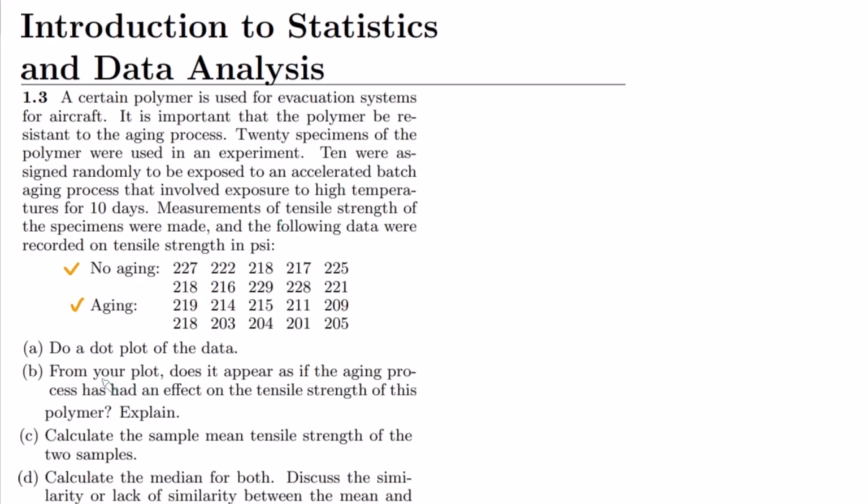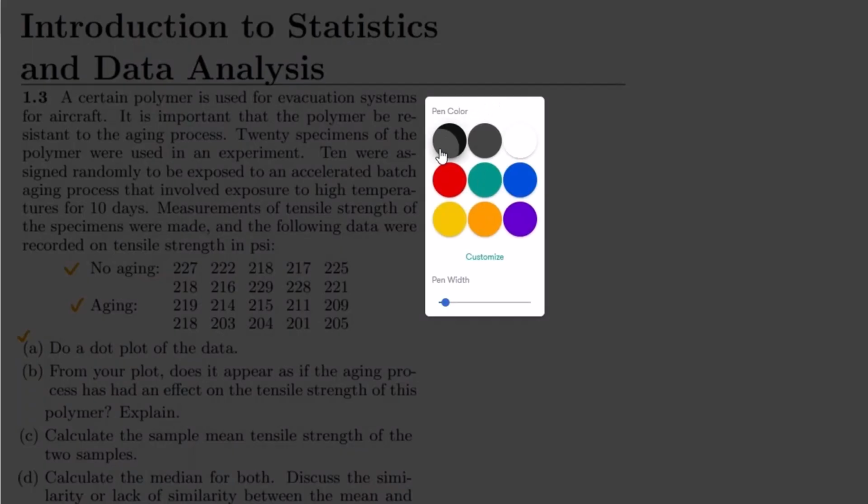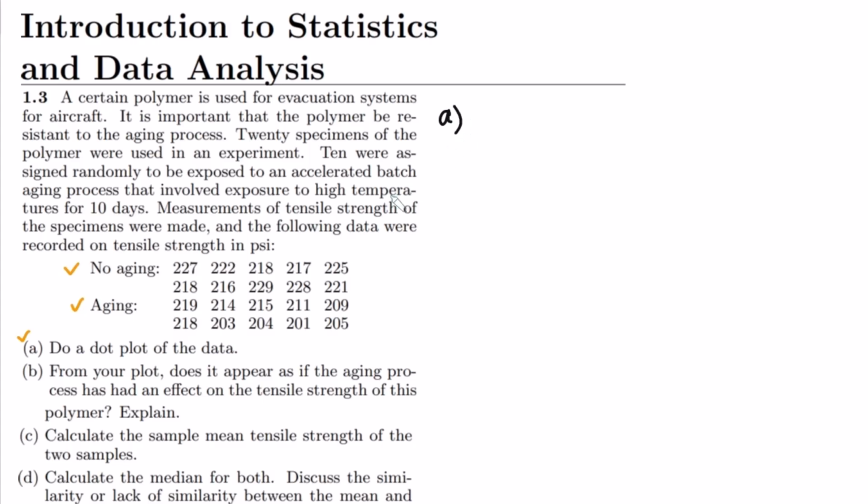Okay, so what is part A? Today we will concentrate on a dot plot of the data. So here we have this data for the aging and non-aging, and let me solve it for part A. Okay, so in part A, what do we have to do? We have to do a dot plot of the data. For a dot plot, we can plot the aging and non-aging data on a single plot, and also use separate plots for them as well. So let me use the same plot for them.